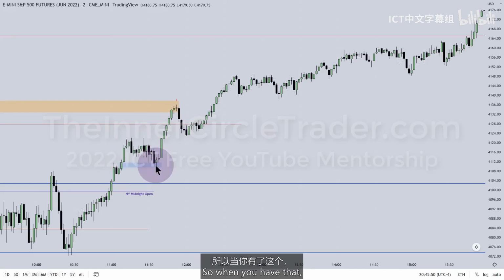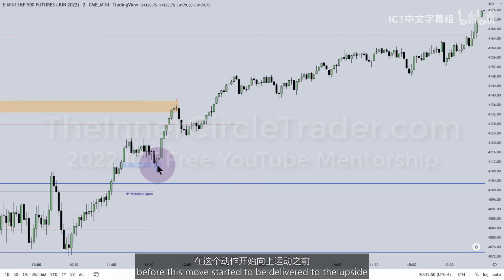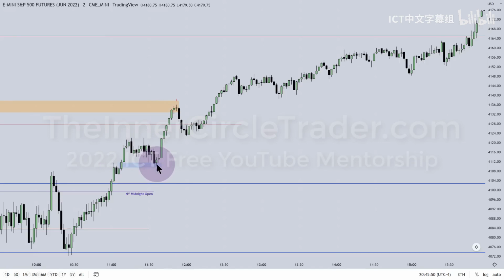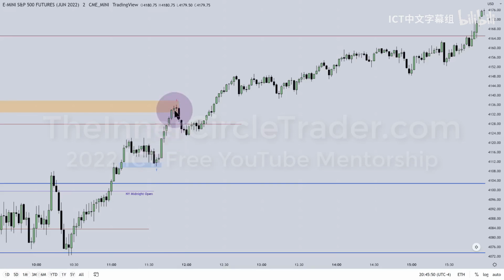So the pattern is this. Okay. So when you have that, you go back into your charts, you mark it up like this, and then over here, you want to put down any observations. How long did it take before this move started to be delivered to the upside after it went into the fair value gap? Well, each one of these candles is 2 minutes, right? So it went into it here, so that's 4 minutes, and then 6 minutes, and then starts delivering 6 minutes after hitting it. And then it took 1, 2, 3, 4, 5, 6, 7, 8, 9, roughly 20 minutes to deliver that expectation in price.